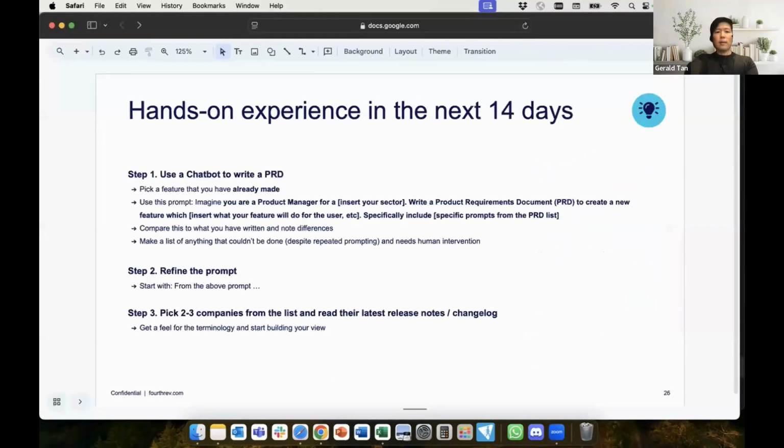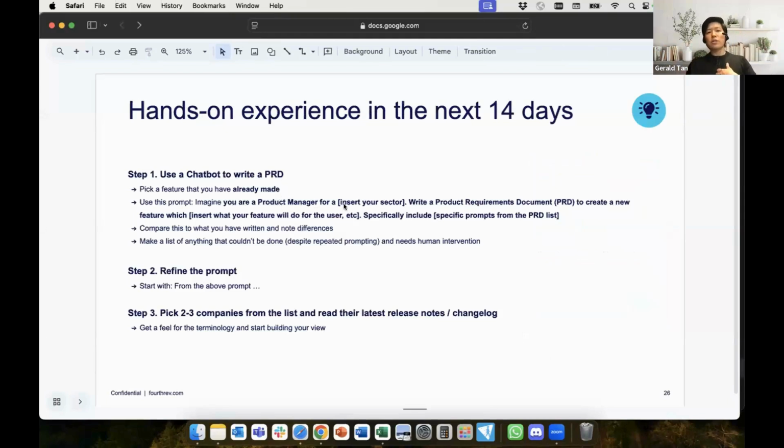So moving on, this is what I want you to do in the next 14 days. Make a note of this. Pick a chatbot. You can pick any one: ChatGPT, Claude, Copilot from Microsoft, Gemini from Google. Pick a feature you've already made. If you're a student, you just have to pick a feature from your course. And I want you to use this prompt. And don't write this down, just take a step back, right?